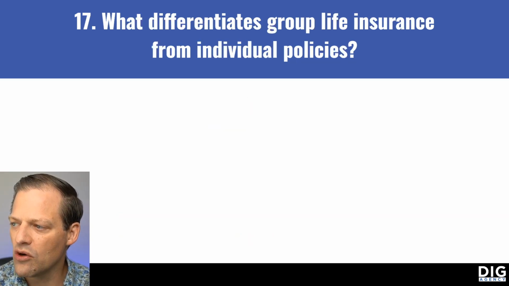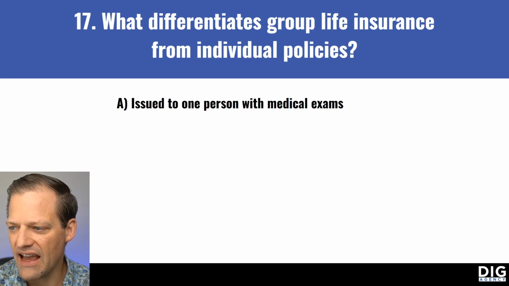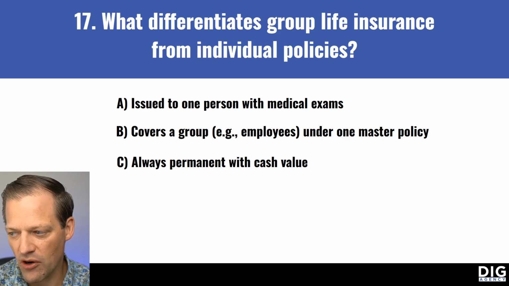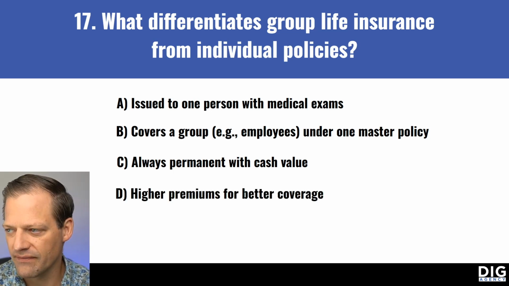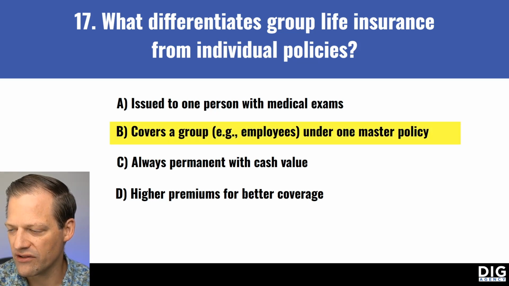What differentiates group life insurance from individual policies? A, it's issued to one person with medical exams. B, covers a group, like employees, under one master policy. C, always permanent with cash value. Or D, higher premiums for better coverage. The answer is B, covers a group under one master policy.